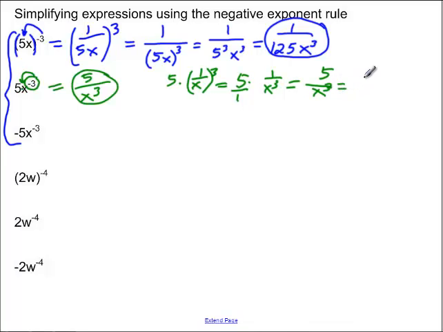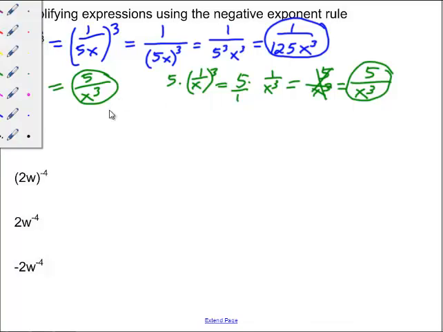That's not really pretty, so let me rewrite it. 5 over x cubed is our answer. So 5 times x to the negative third power becomes 5 over x cubed. If we take the shortcut, the base goes to the other side and the negative 3 becomes positive 3. We can also take the long way around using our definition and get to the same answer.